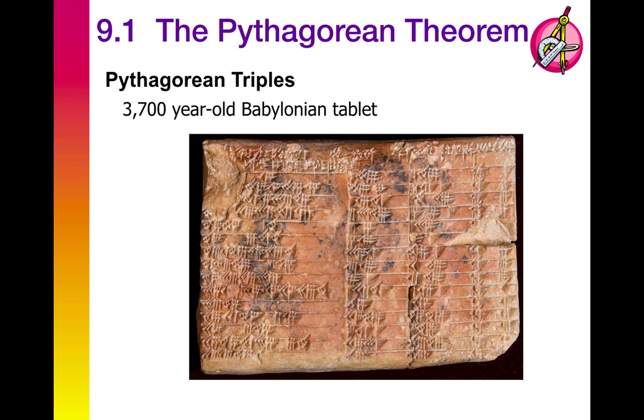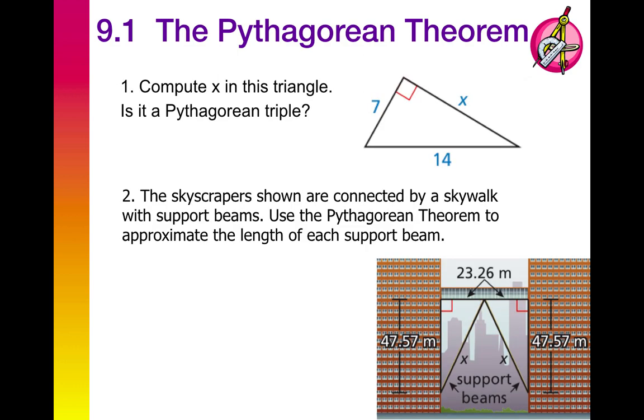Pythagorean triples have been around for a long time, and we've actually dug up Babylonian tablets that are 3,700 years old that show these. So they've been known for a very long time.